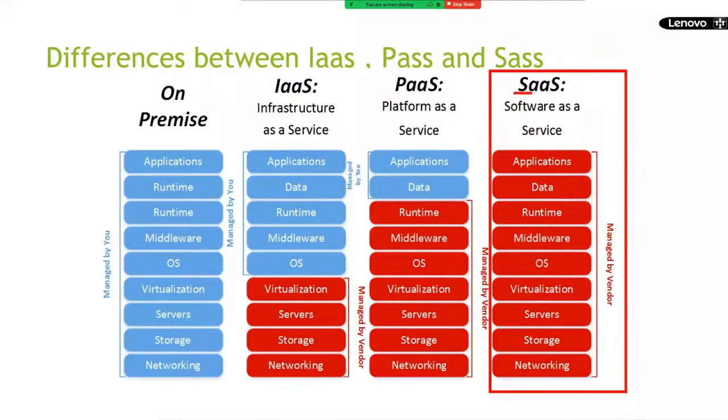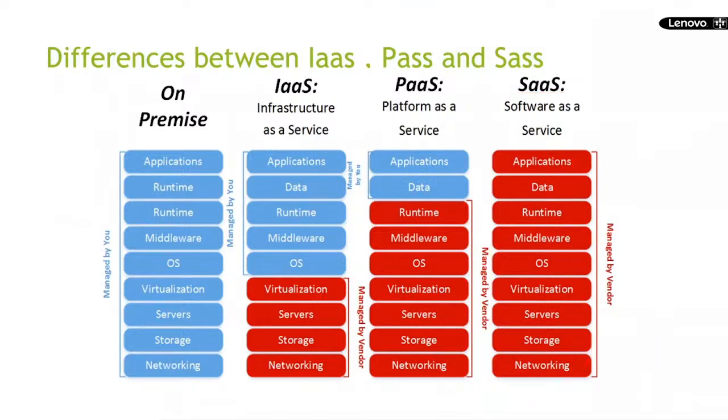Software as a service means everything is managed by the vendor. You just have to take care of how to use that service. A real-time example is pizza. Pizza is ready-made. How to eat it depends on you. Maybe you can eat it using a fork, by hand, or using a spoon. That depends on you, but the pizza is ready-made. That is what software as a service is.